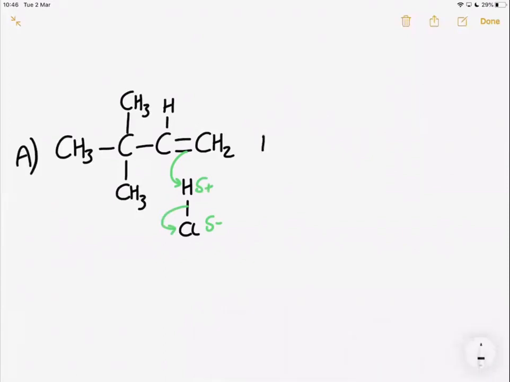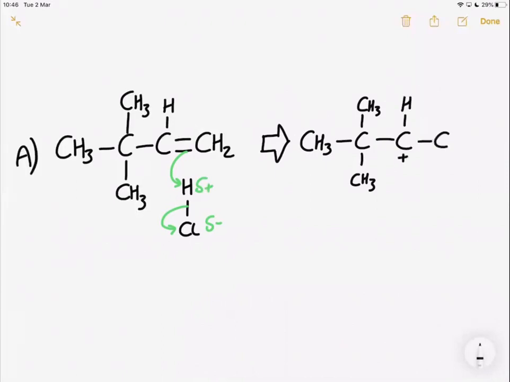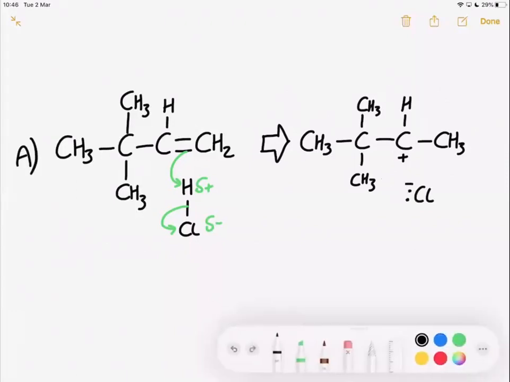Then we're going to have a carbocation intermediate. Okay, the hydrogen has been added to the right-hand carbon, so that's now a CH3, and we're going to have a chloride ion hanging around, ready to form a bond with this carbon.